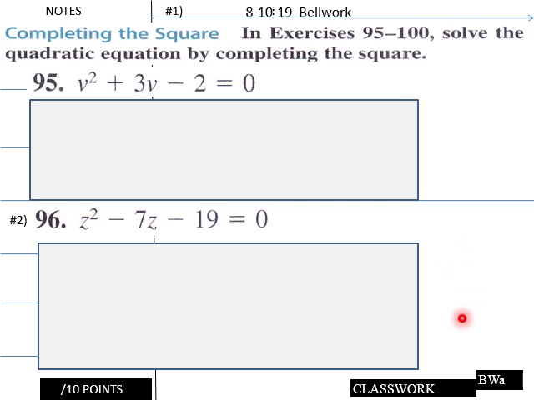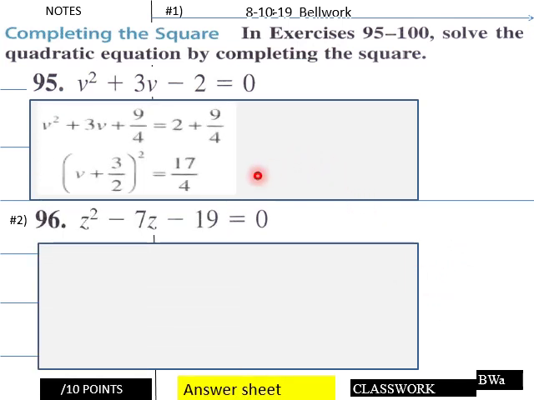Okay, welcome back everybody. Hopefully by now you're done. Up here, what do we do here? We take 1/2 of 3, then square it and add it to both sides and move our 2 over to the other side. So now we got a perfect square here. V plus 3 over 2 quantity squared equals 17 over 4. Then we're going to take the square root of both sides, plus or minus radical 17 over 2. And so V will equal the negative of 3 over 2, plus or minus radical 17 over 2.